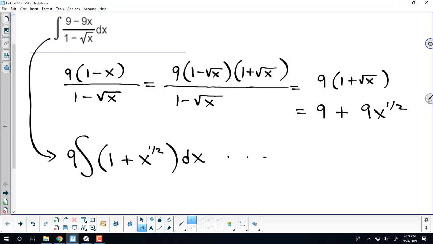Anybody have any questions about that? Again, it's not always a straightforward process like, oh, hey, this looks like something I should try. It's not always guaranteed that that's going to work. All right, any other homework questions?